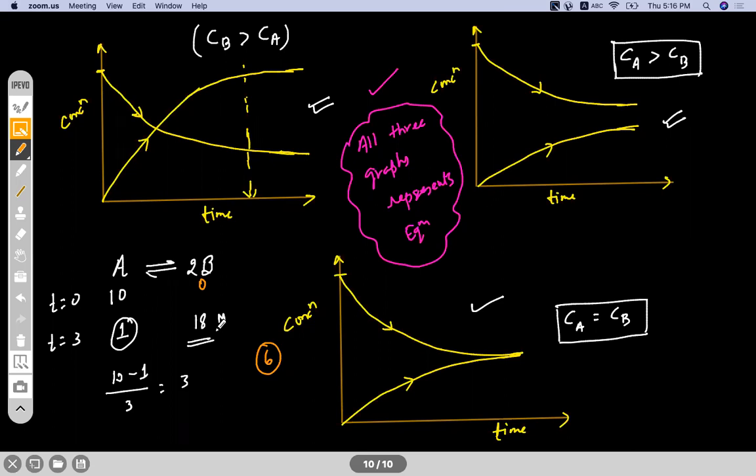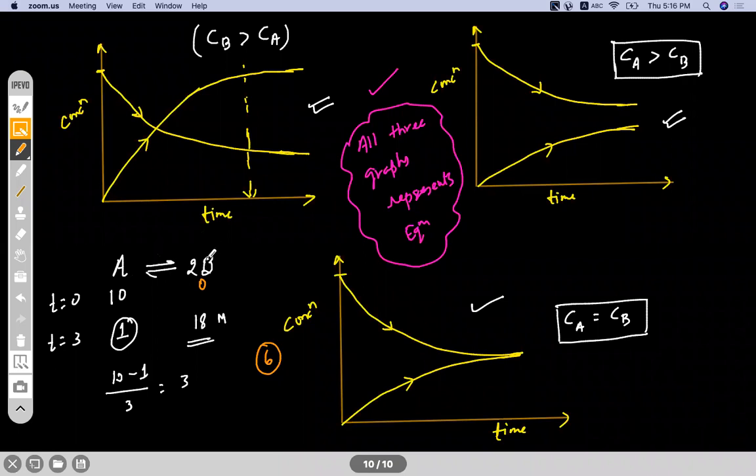Okay, are you alive, all of you? Tell me. Is this a genuine question? Could you answer this question? Why? What is happening over here? I said, Aditya, that whatever change is happening is for 3 seconds. Means for B also the time is 3 seconds. For A also the time is 3 seconds.